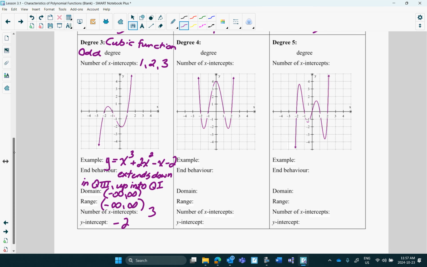Degree 4, obviously even degree. 4 is an even number. Any idea of the name? What represents 4? How do you say 4 in French? Yeah, so it's kind of like that. Quartic function.